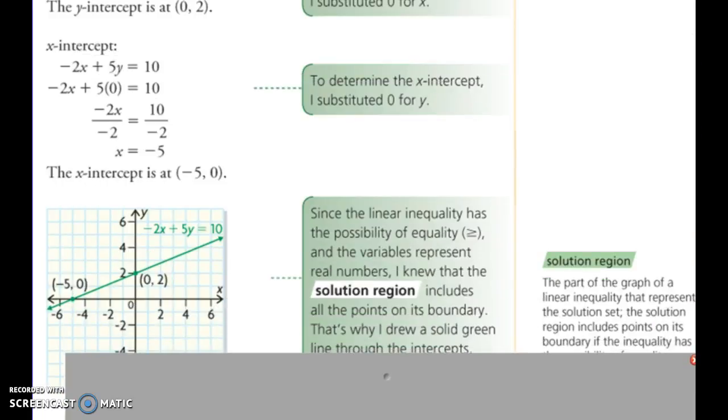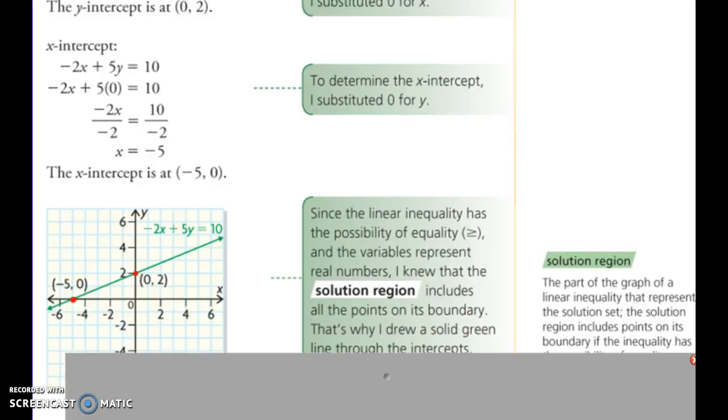Here we go. So our points that we found was when x was 0, y was 2. So you go 0 over and 2 up, and you put a dot. Our other point that we found was minus 5, 0. So you go minus 5 over and 0 up. When you draw the line, we need to consider what the equation was.